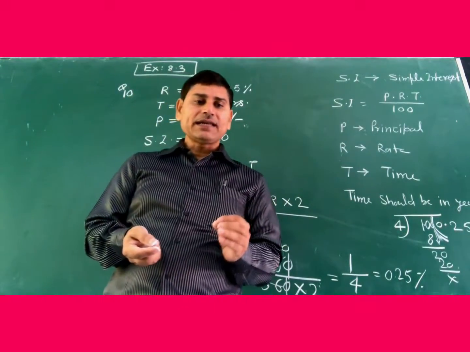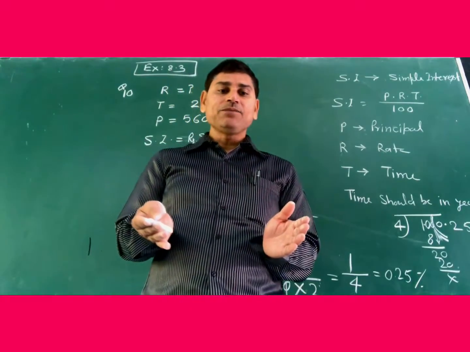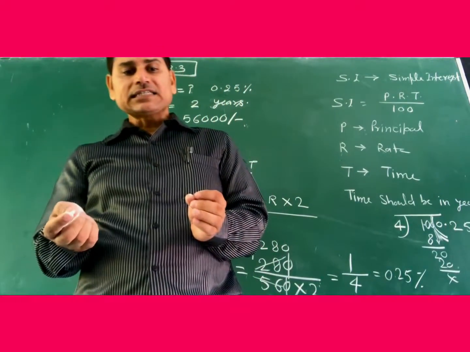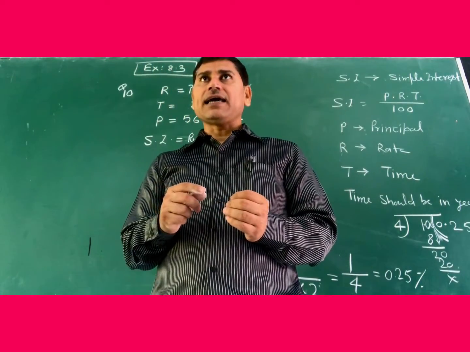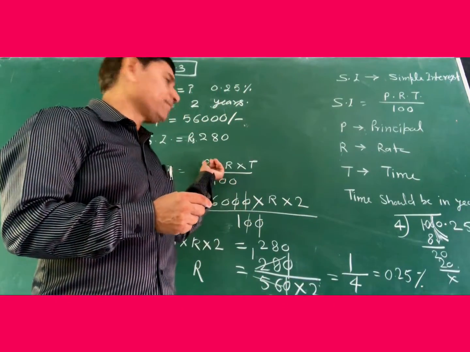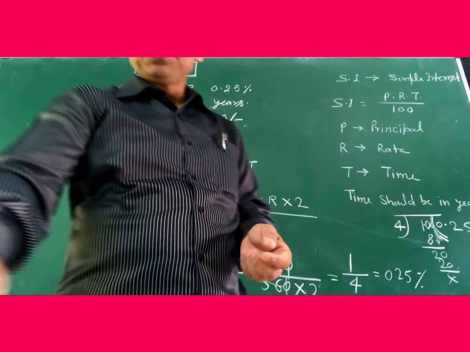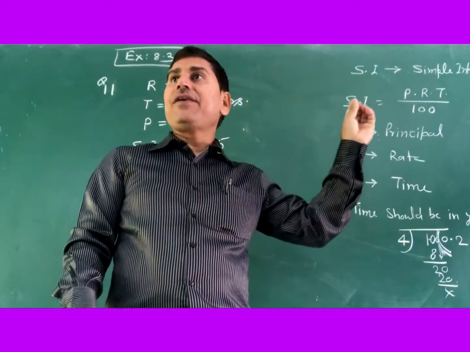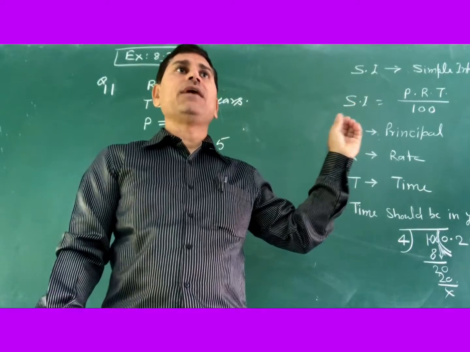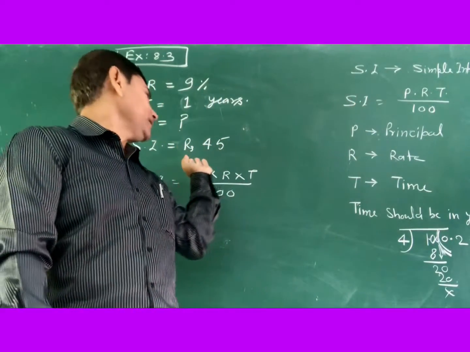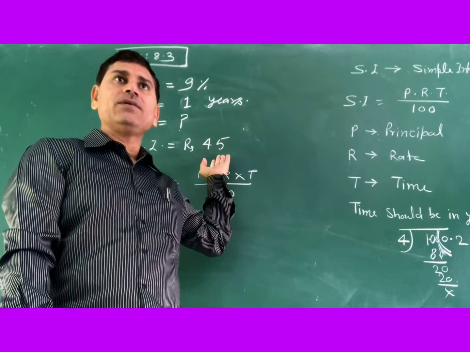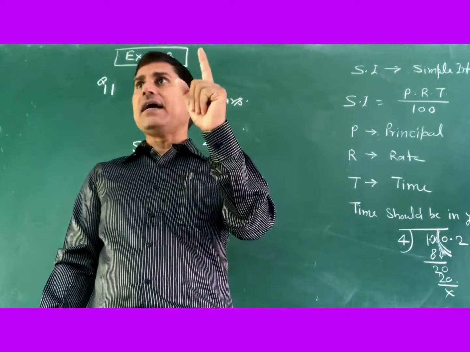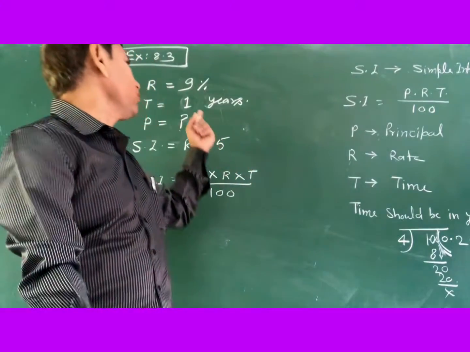In question number 11, the question says find the sum, the principal amount is asked. So in place of principal amount you will write P. Let me tell you. In this question number 11 it is given that interest is rupees 45. So we will write here simple interest equal to rupees 45. After that the next thing given is 1 year. It means time is given as 1 year.